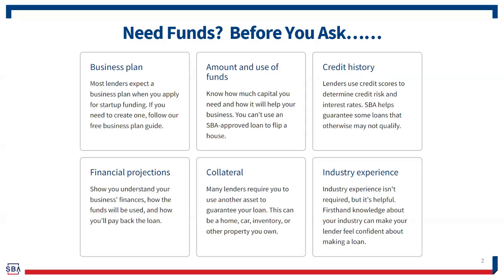Know your credit history. The lenders for the most part are going to be using your credit scores to determine how much of a credit risk you are and what type of interest rate you're going to be eligible for. Some of the SBA loans help guarantee the backing and the risk for those lenders, making it possible for some borrowers who weren't eligible for a conventional loan to obtain a loan. So that's really what SBA is for.